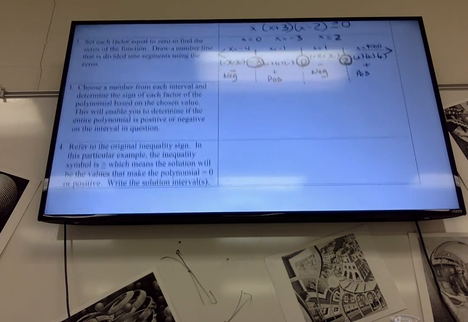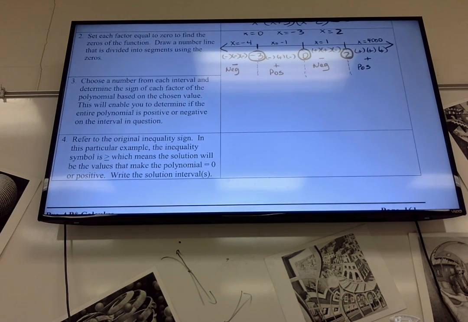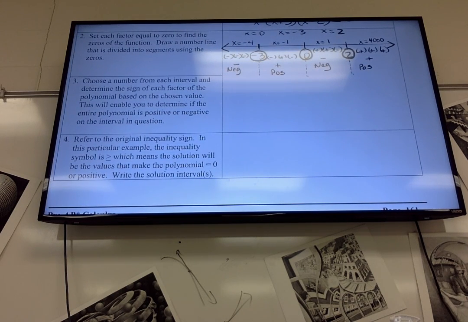All right. Number 4 refers to the original inequality sign. In this particular example, the inequality is greater than or equal to, which means the solution will be the values that make the polynomial equal to 0 or positive. Write the solution intervals. So it is greater than or equal to 0, which means non-negative. I can't just say positive because 0 is not positive.